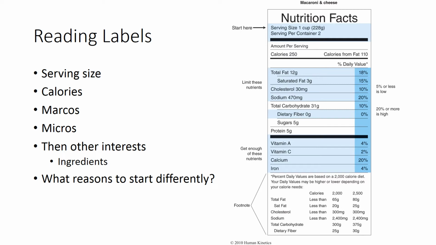So after we figure out our serving size, then we're going to figure out how many calories we're getting per serving. And then we're going to look at our macronutrients, how many grams of fat, carbohydrates, and protein. We're going to see, does this actually meet with what our goals are, with our micronutrients? Are we getting enough of the vitamins and minerals that we're looking for? And then perhaps other interests of, let's look at those ingredients.